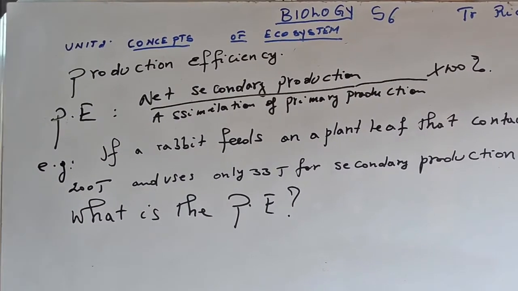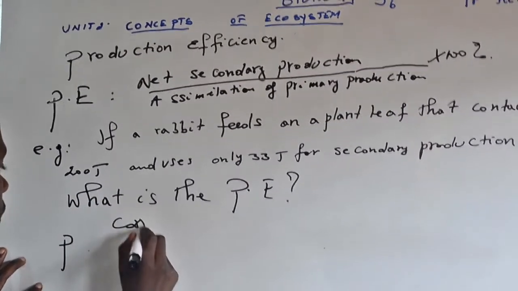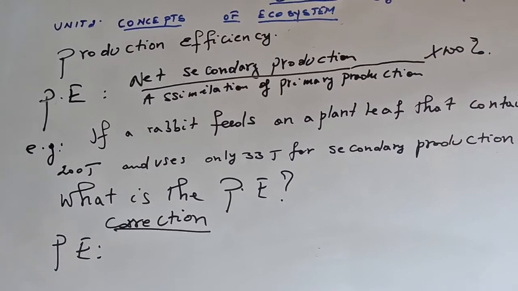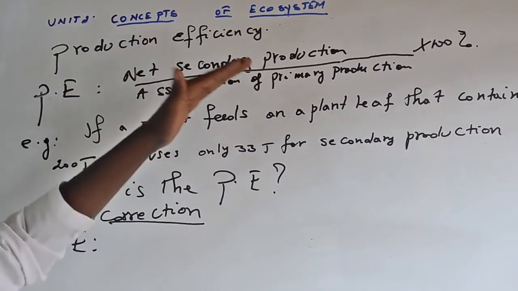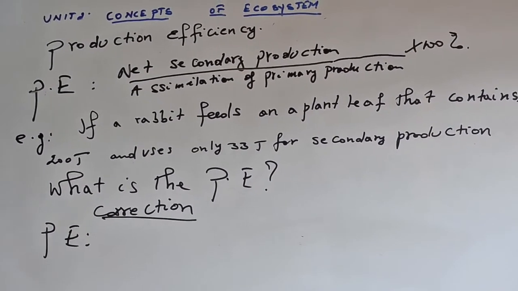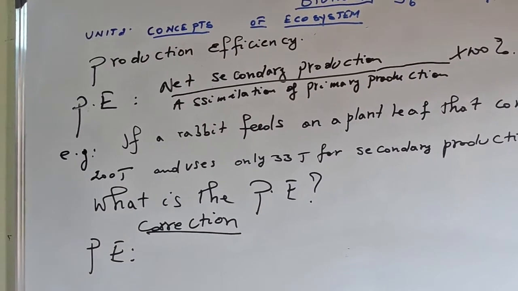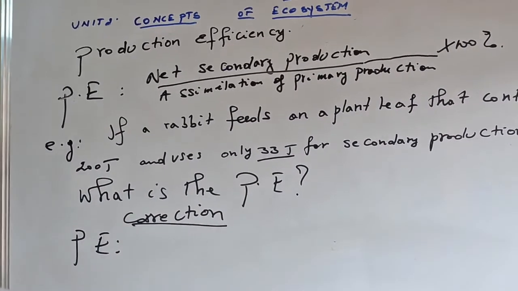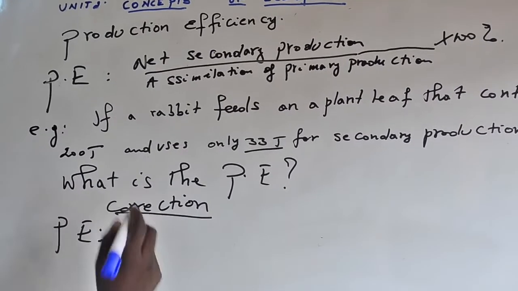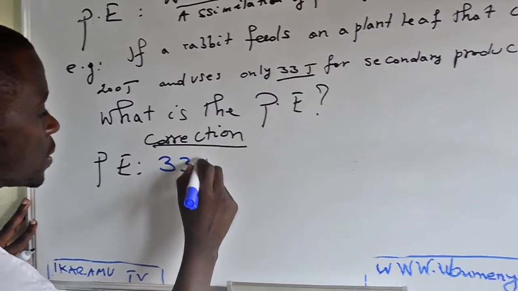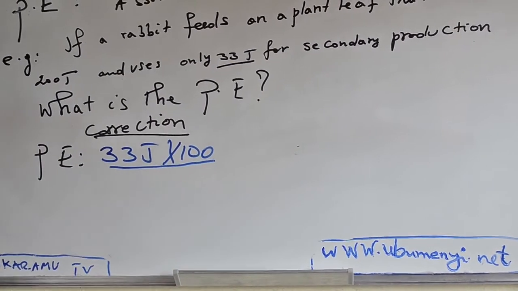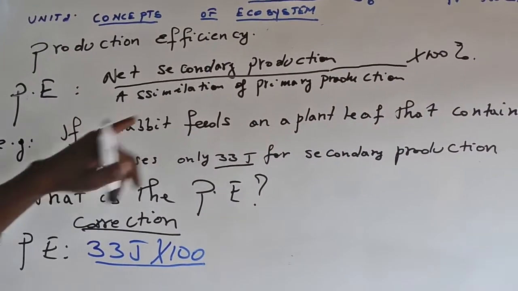Now, for correction, how do we calculate this PE? The PE equals the net secondary production times 100% over the assimilation of primary production. What's the net secondary production? It is 33 joules, because this 33 joules is what will be available for the biomass of the rabbit. So we have 33 joules times 100% over 200 joules, because it's the real assimilation of primary production.